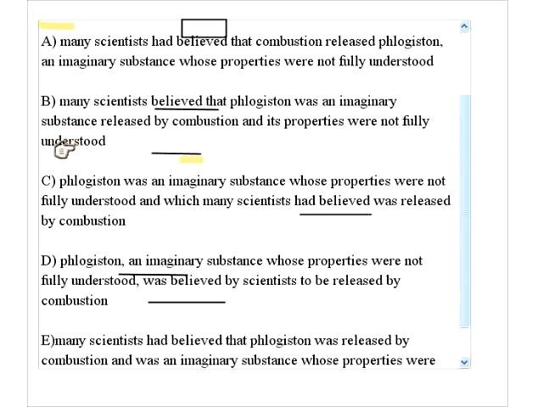And the issue is this. Many scientists believe that phlogiston was an imaginary substance. Wait a minute. Is that what scientists believed? What did the scientists actually believe? Yeah, Amory, absolutely. They believed that combustion released phlogiston. Clearly, the scientists didn't think it was imaginary. They believed in it. That's the whole point, right? So B totally screws up the meaning.